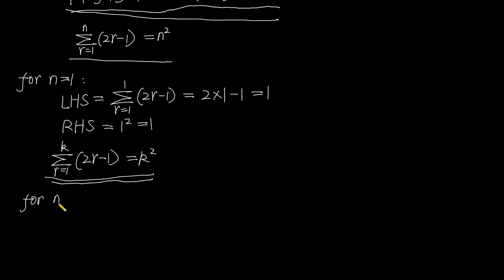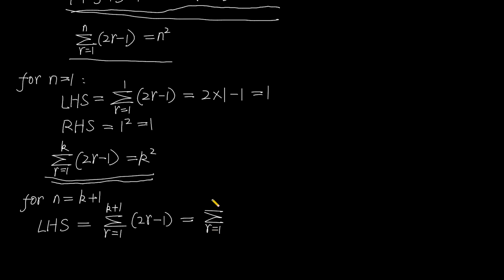Then for n equals k plus 1, the left hand side equals the sum from r equals 1 to k plus 1 of 2r minus 1. This is the left hand side. And this equals the sum from r equals 1 to k of 2r minus 1, plus 2 multiplied by k plus 1, minus 1.